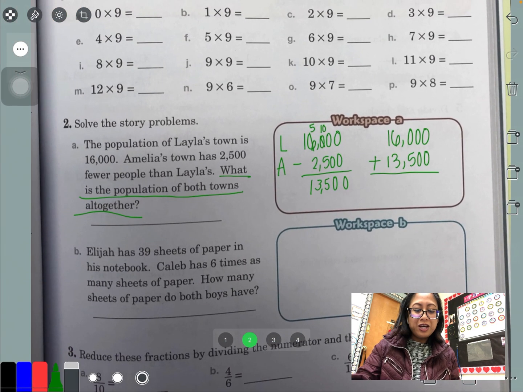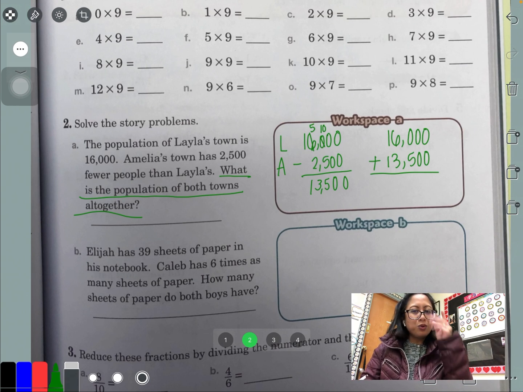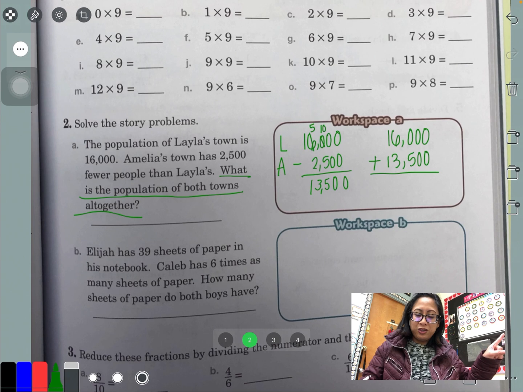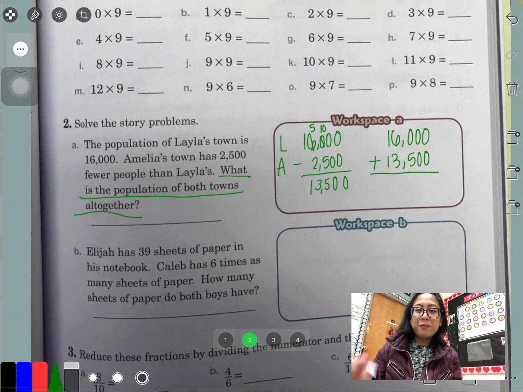Alrighty. Letter B. Elijah has 39 sheets of paper in his notebook. Cool. That means he used a lot, huh? Caleb has 6 times as many sheets of paper. Again, I'm going to tell you this warning, and you're going to be so tired of me telling you this warning. Do not do what Miss Severa did when she was in 3rd grade. What April did when she was back in 3rd grade was she thought Caleb had 6 pieces of paper in his notebook. Friends, what kind of notebook just has 6 pieces of paper?